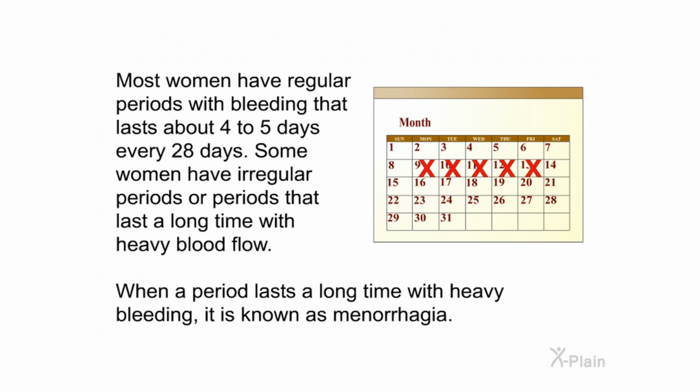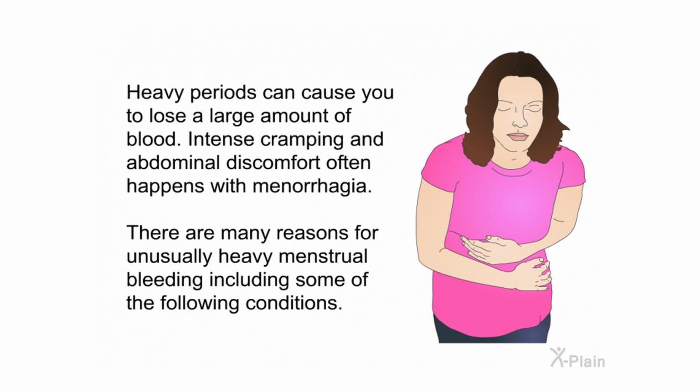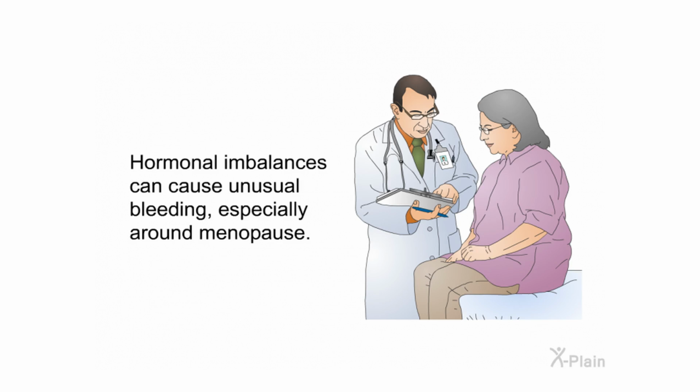Most women have regular periods with bleeding that lasts about 4 to 5 days every 28 days. Some women have irregular periods, or periods that last a long time with heavy blood flow. When a period lasts a long time with heavy bleeding, it is known as menorrhagia. Heavy periods can cause you to lose a large amount of blood. Intense cramping and abdominal discomfort often happens with menorrhagia. There are many reasons for unusually heavy menstrual bleeding, including some of the following conditions.